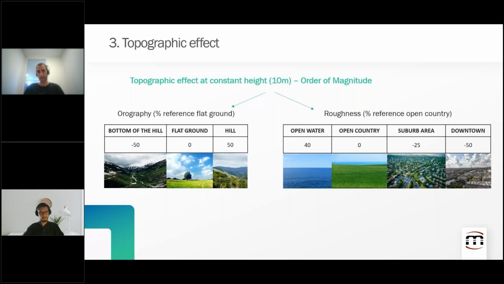For the roughness on flat ground, if your reference is open country and you compare to what you have on the shore, you get 40% more wind speed. On the opposite side, if you look at what you have downtown at the same height, here always 10 meters high, you get 50% less. So you see how orography and topography will affect your mean speed a lot.